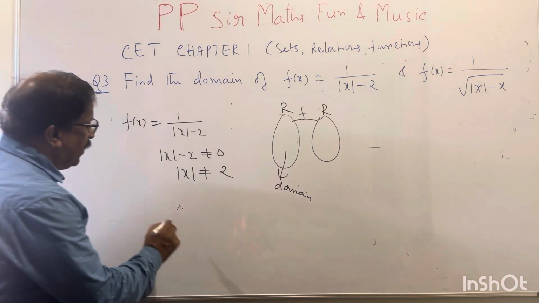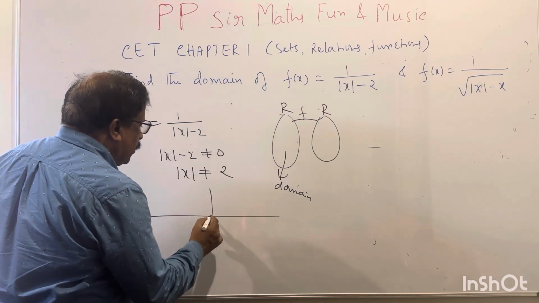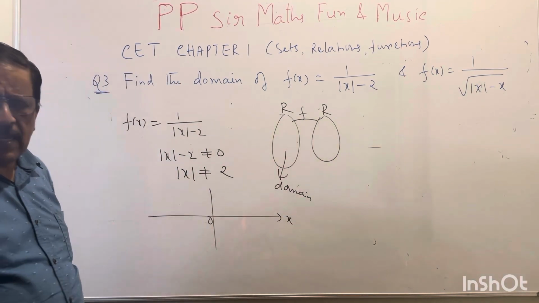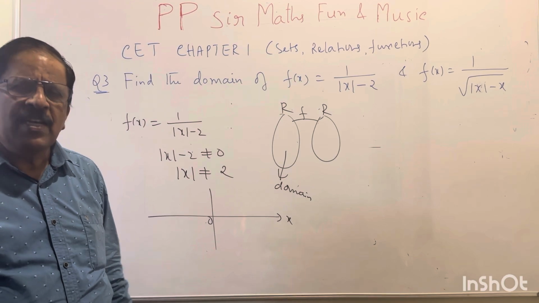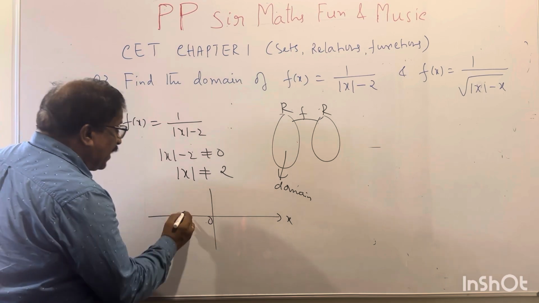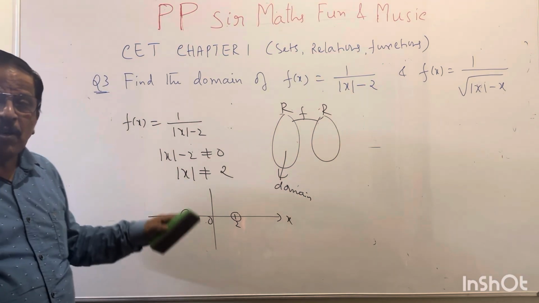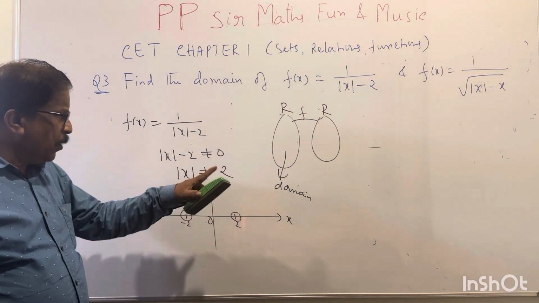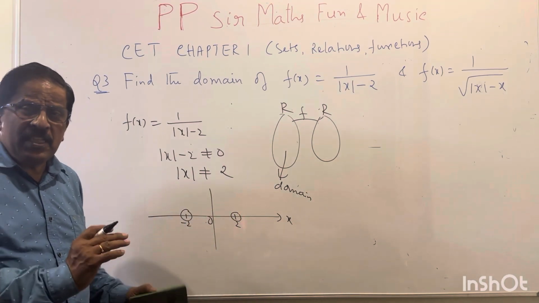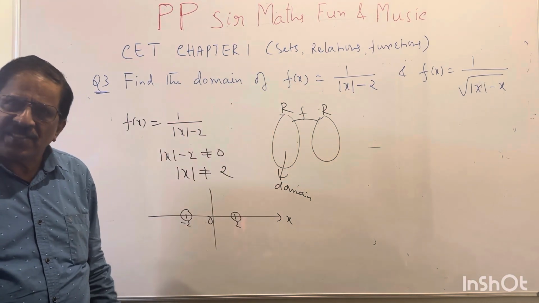Correct? See, if you take the set of all real numbers, or the set of all points on the x-axis, so this is the origin, this is the x-axis, then the set of all points on the x-axis is nothing but the set of real numbers, correct? Now here mod x is not equal to 2 means x should not be equal to minus 2 and x should not be equal to plus 2. That's the meaning of mod x is equal to 2. Except these 2 points, all other points can travel by this bus.